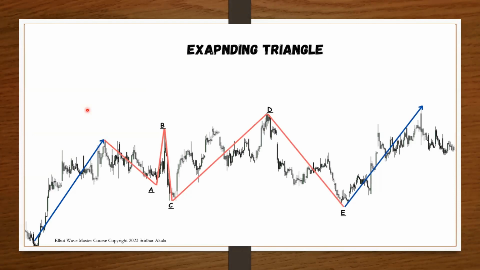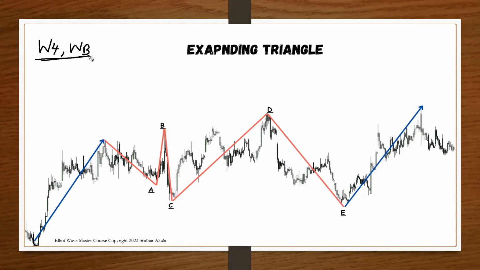The best part is we already know that this will form only in wave 4 or wave B, because triangles only form in wave 4 or wave B. So your expanding triangle, if it forms, will form only in wave 4 and wave B. It's a very rare pattern. You don't have to focus so much on it, but you must be aware that it is possible.